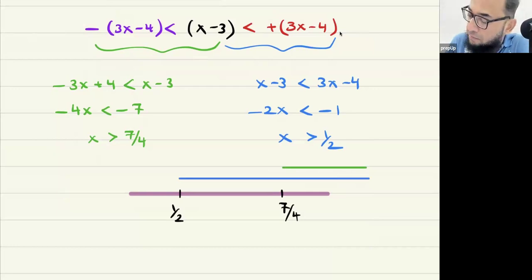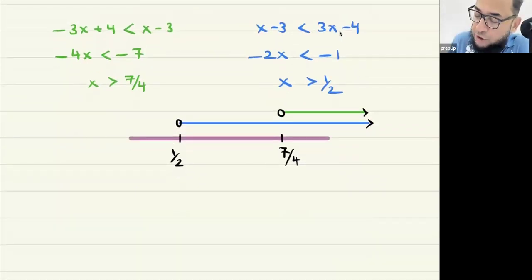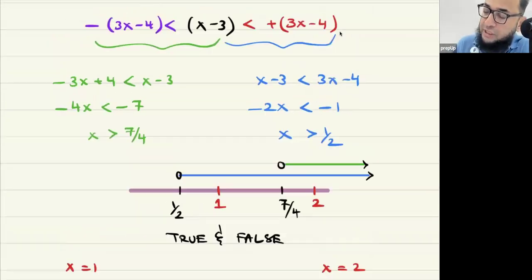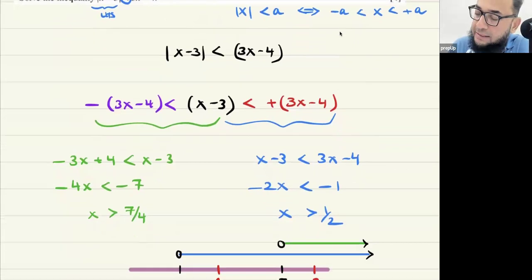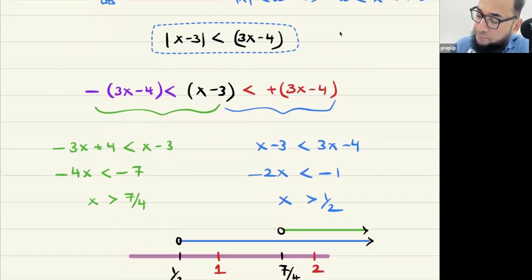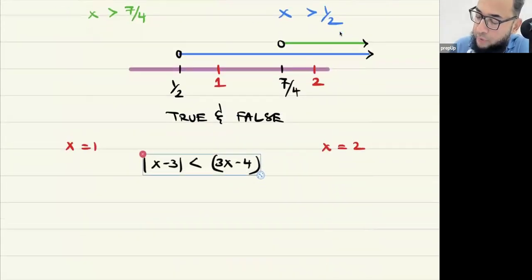Now let me mark arrows and circles over here. And what should I do? I should apply the true and false test. So choose a value between half and 7 over 4. Let's say 1. So x is equal to 1. I'll plug it into the original equation. Let me choose another value, let's say x is equal to 2. I'll plug it into the original equation. What is the original equation? That's right over here. Let me just copy and paste it over here.